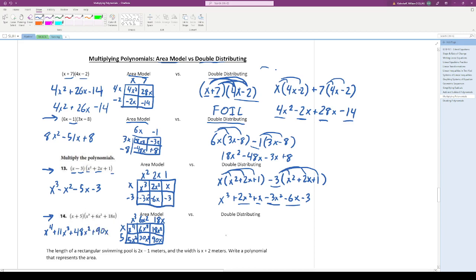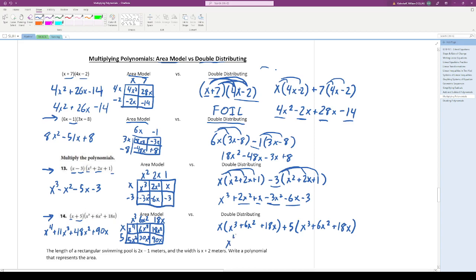Doing our multiple distribution, same idea. We take our first part of the first binomial, the x, multiply that by x cubed plus 6x squared plus 18x. And then we have plus 5 times x cubed plus 6x squared plus 18x.